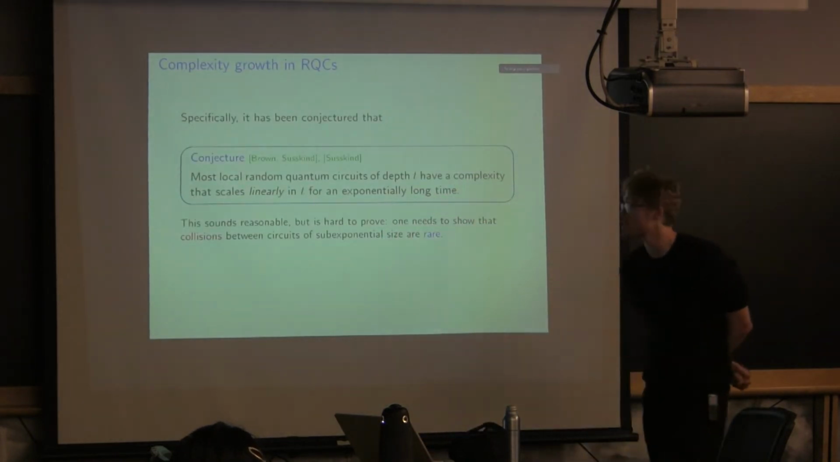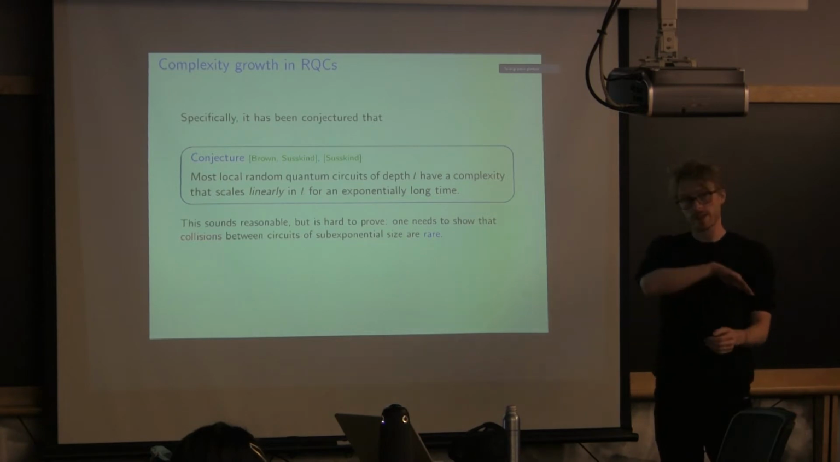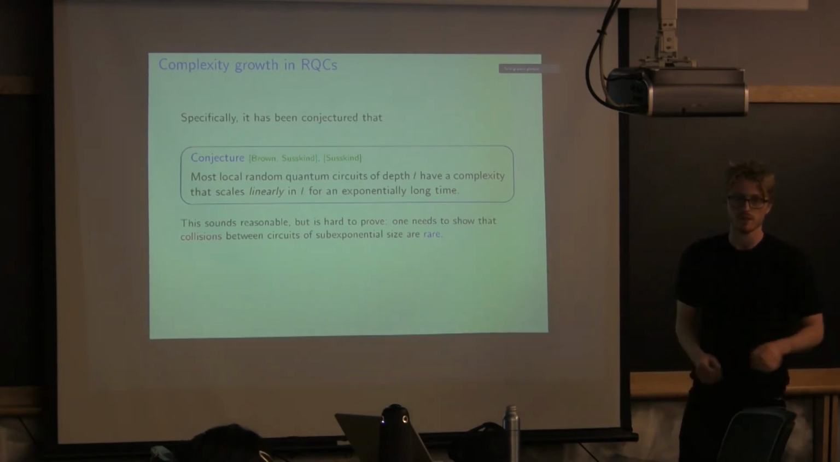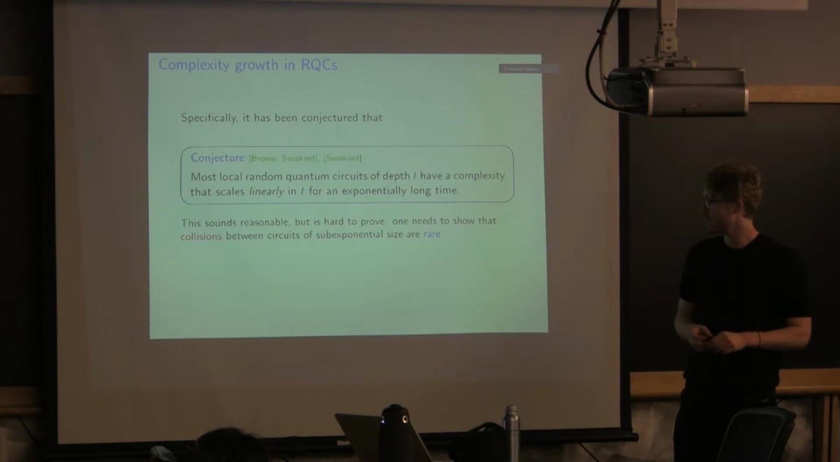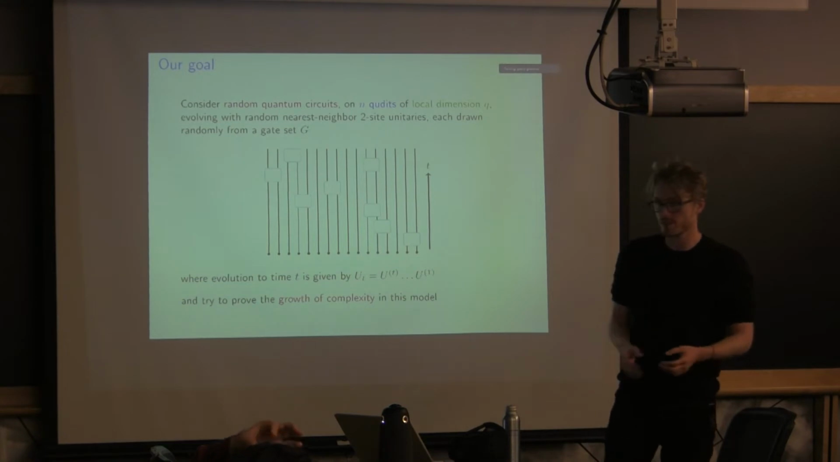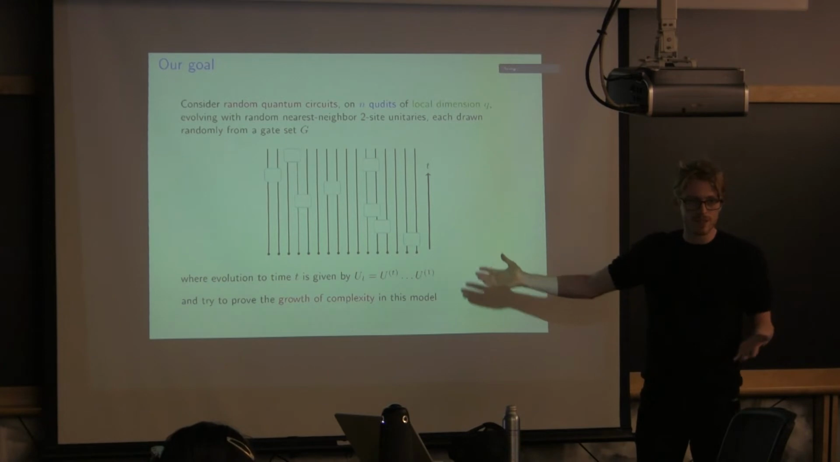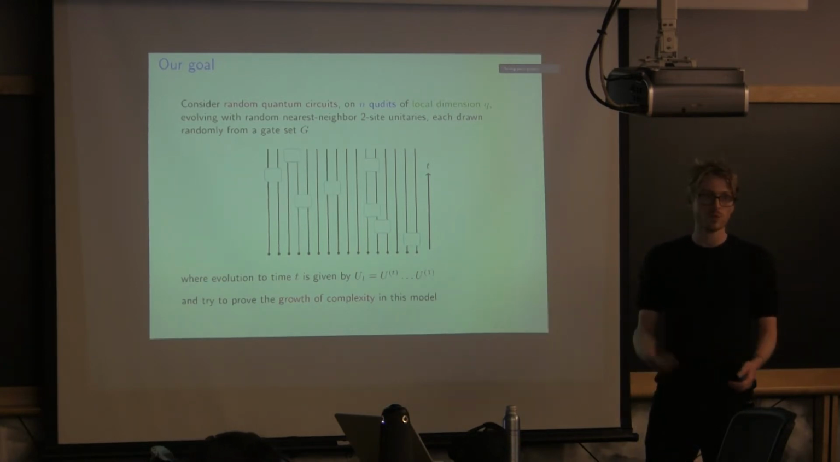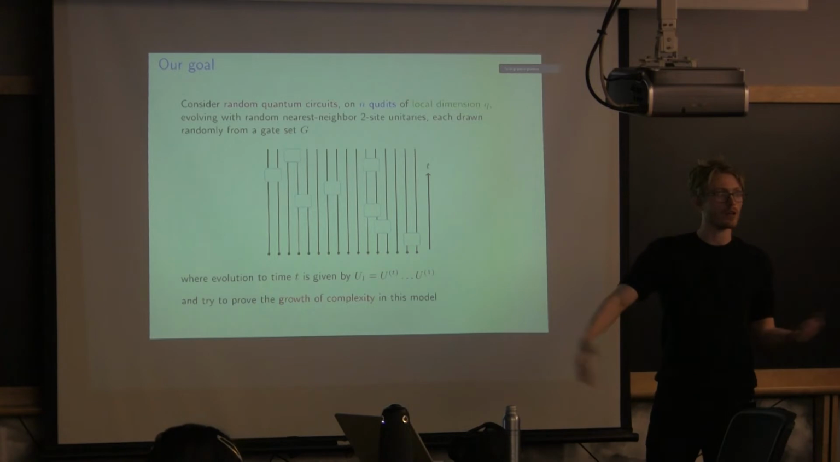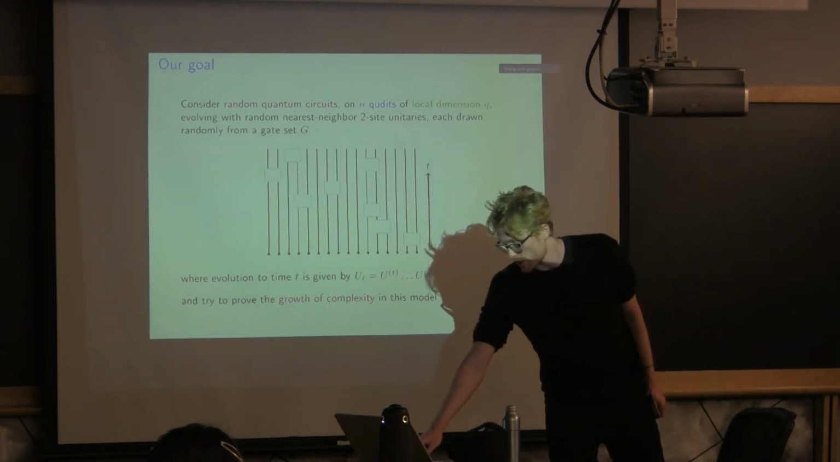Specifically, it's been conjectured that most local random quantum circuits of depth t have a complexity which scales linearly in time for an exponentially long time. Proving this exactly linear growth is known as the holy grail of the subject. And again, this sounds perfectly reasonable, right? If I just use the same gate set G to define complexity as I've actually drawn this circuit, then it seems like this circuit should be its own complexity. But again, the difficulty is you need to prove that this is the shortest circuit. So you need to enumerate all circuits of that depth and show that this was actually the minimal instantiation of that circuit.